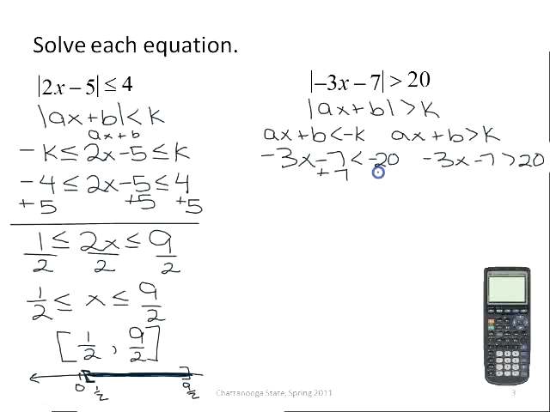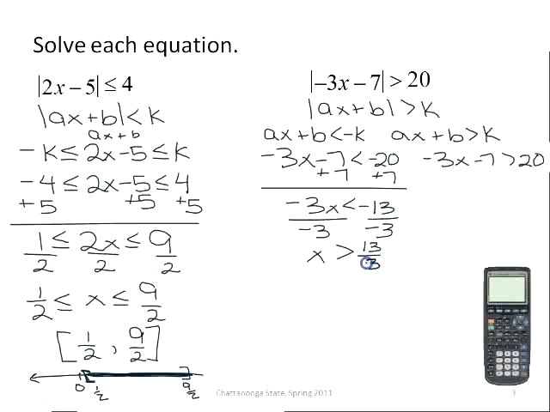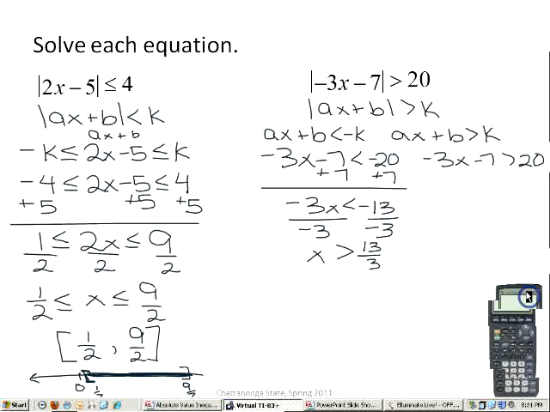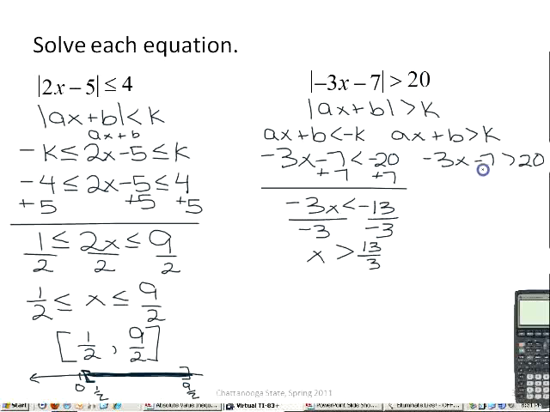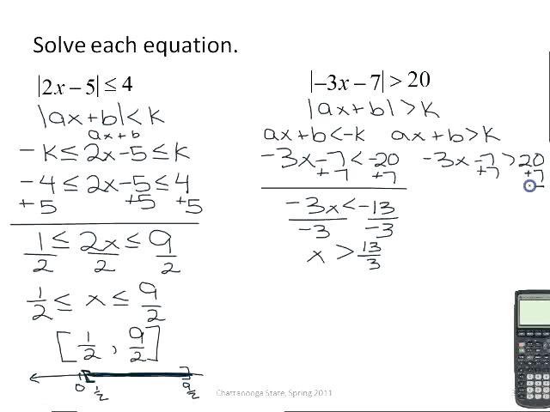So we'd have negative 3x minus 7 is greater than positive 20. And we would have to solve both of these inequalities. So I'll add 7 to both sides. That will give me negative 3x is less than negative 13, which gives me, let's see, when I divide by negative 3, it gives me x is greater than 13/3. Remember, when you divide by a negative number, you have to reverse the direction of the inequality symbol.